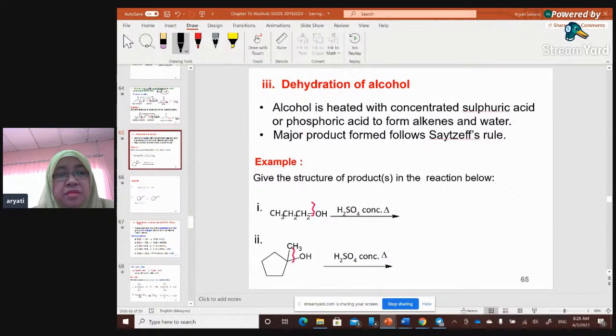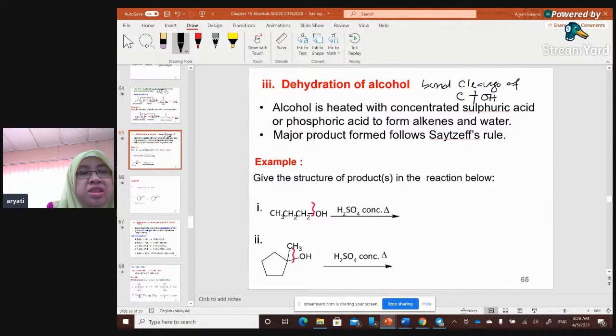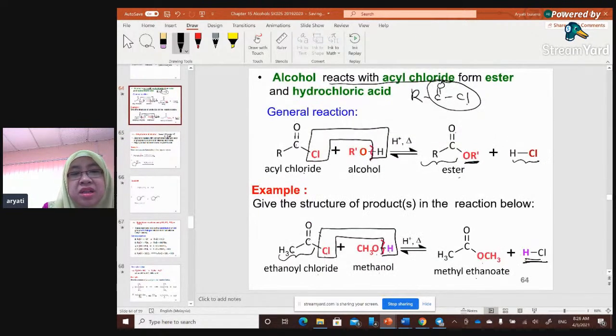Okay, now we want to study the bond cleavage of, okay, C and OH. Okay, so kita punya example sebelum ni tadi, ini adalah bond cleavage between OH and C. Okay, kat sini. Okay.